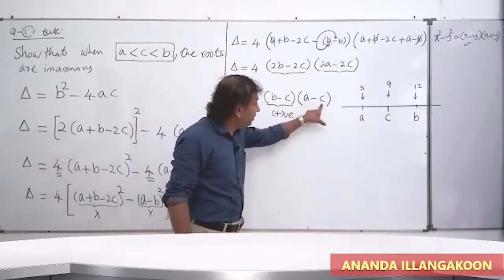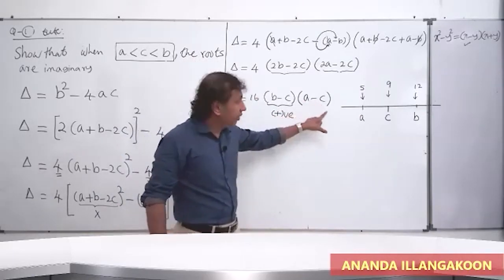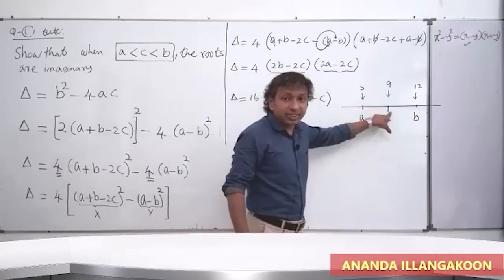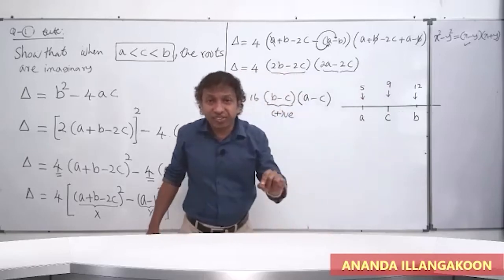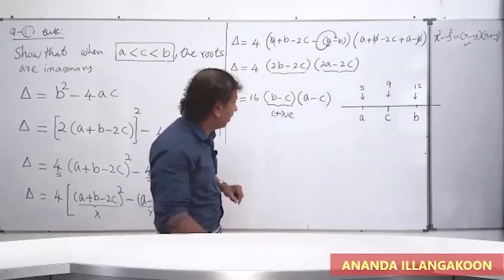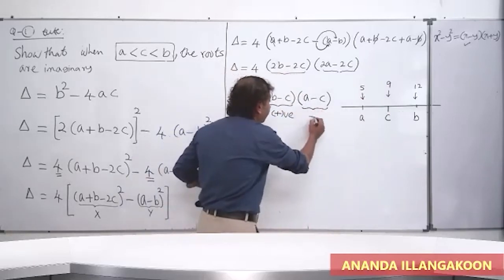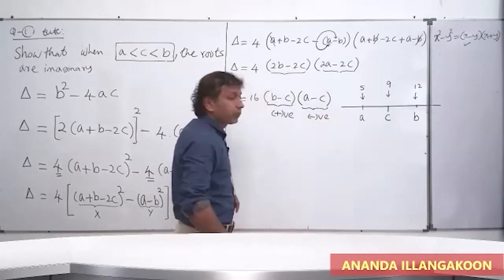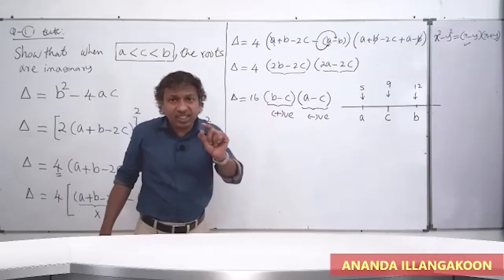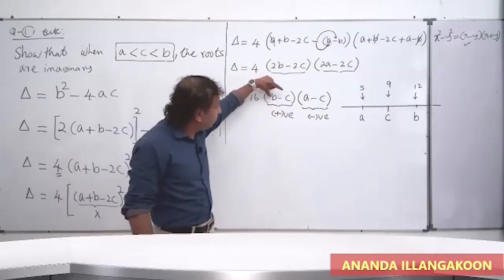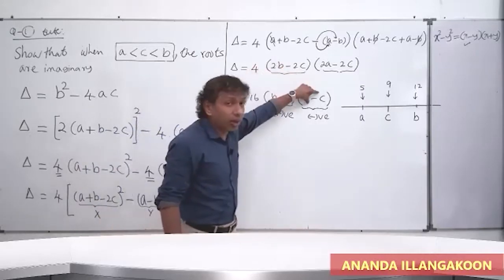See, A minus C. 5 minus 9. The difference is minus, right? Yes, this is minus. The size is not important. We need only the sign. This is a positive number. This is a negative number.